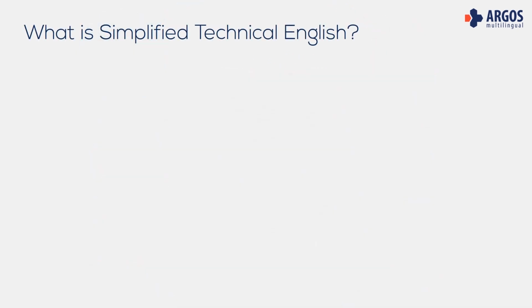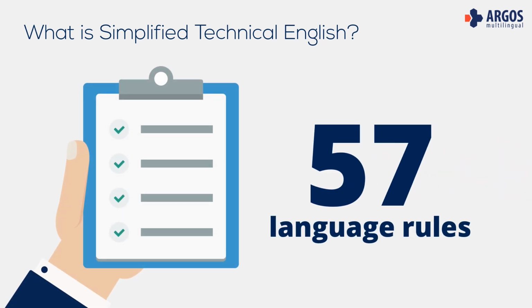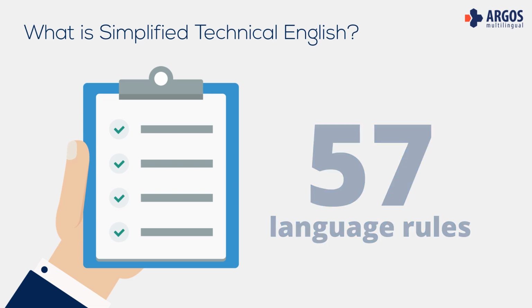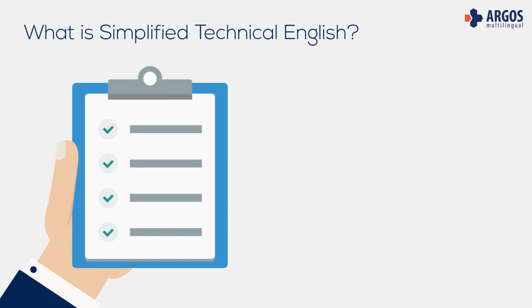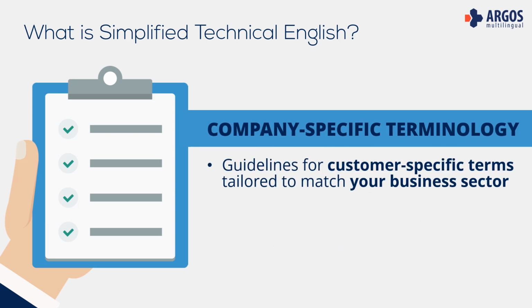The original STE standard follows 57 language rules. They limit the ways in which authors can create content, and they help to enforce controlled writing. These rules include vocabulary restrictions with a core vocabulary of about 900 words. But there's the option to add thousands more company-specific terminology and names, meaning a personalized dictionary for any industry where each word normally only has one meaning, helping to avoid ambiguity.